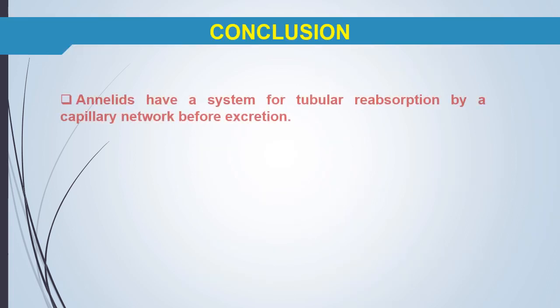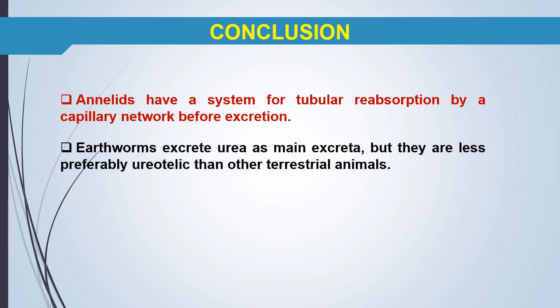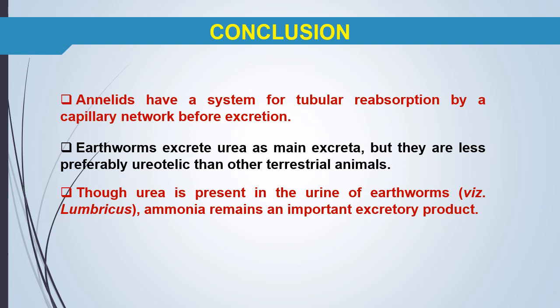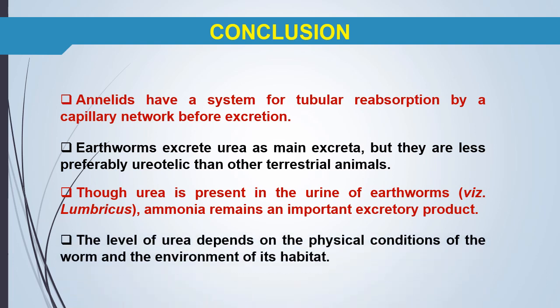In the concluding part, let us conclude that the annelids have a system for tubular reabsorption by a capillary network before excretion. Earthworms excrete urea as the main excreta, but they are less markedly ureotelic than other terrestrial animals. Though urea is present in the urine of earthworms, ammonia remains an important excretory product. The level of urea depends on the physical condition of the worm and the environment of its habitat.